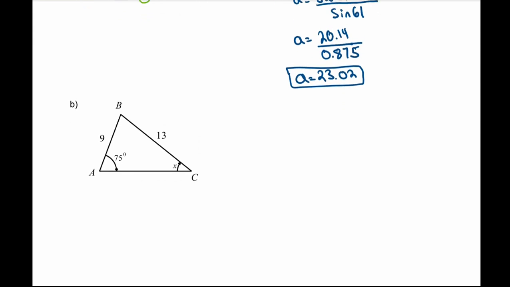In example B, in this case, we're solving for the missing angle. So again, we want to look for our full pair and our half pair. Again, I can see a full pair here. I have the angle A and side A. And here, the side that I'm looking for, I have half a pair. I have the side and I'm missing the angle. So that is enough information to start using the sine law. It's a full pair and a half pair.